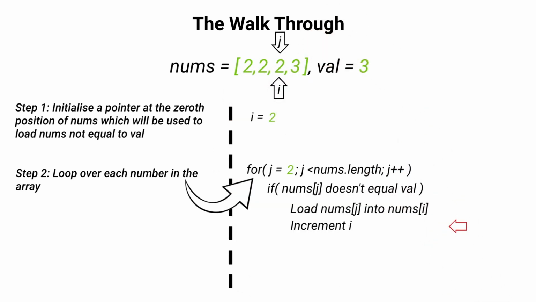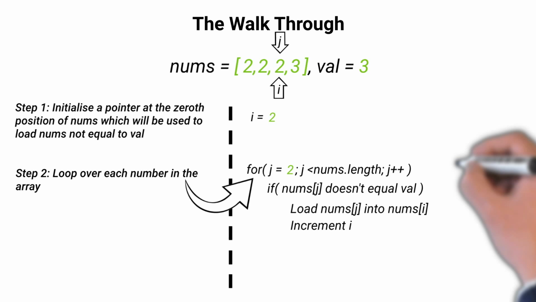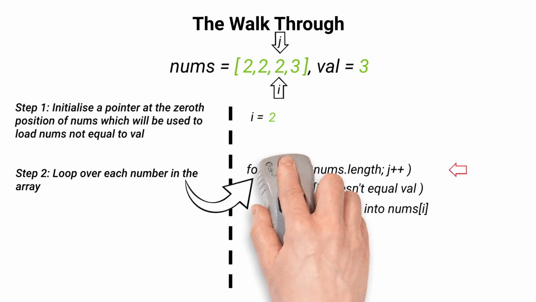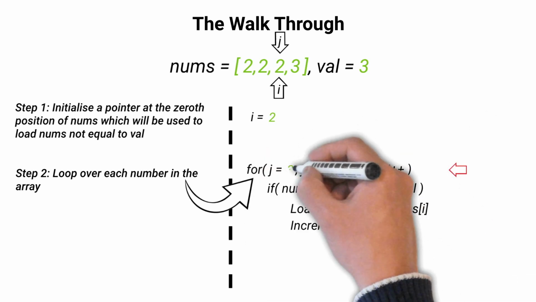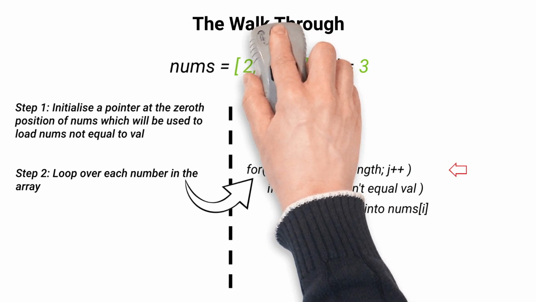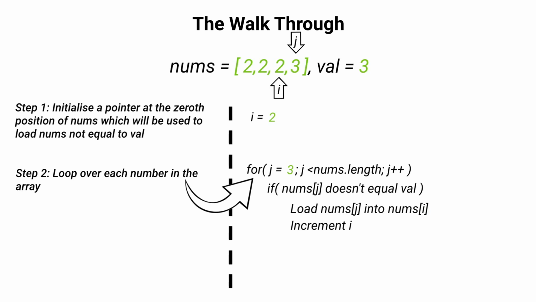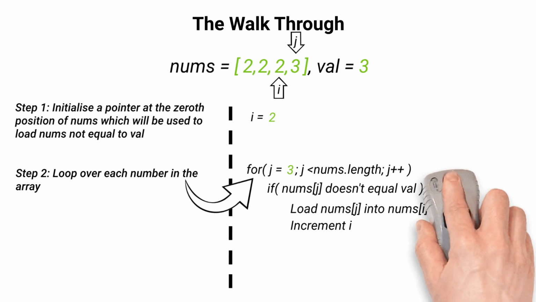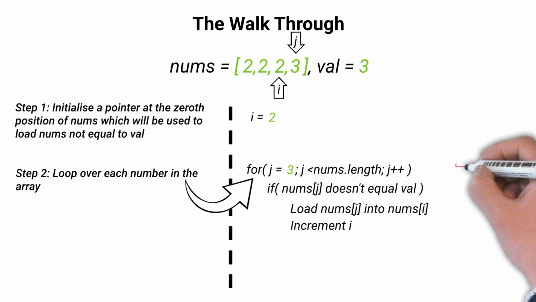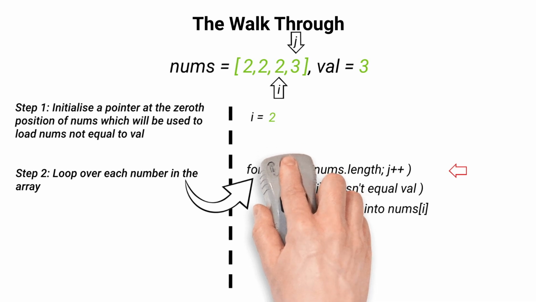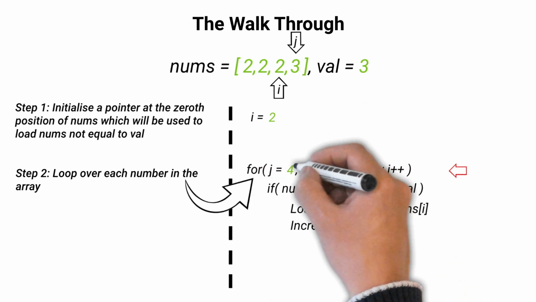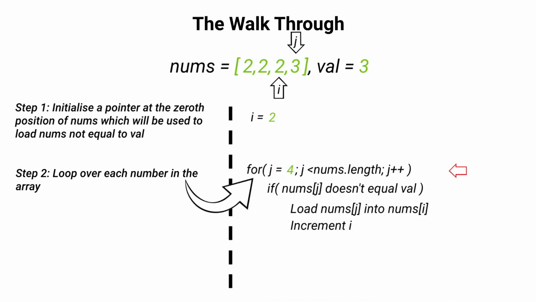And then we want to increment j. So j is now going to be set equal to 3. So we'll update the pointer. We want to check if nums[j], which is 3, doesn't equal 3. Well, it does, so we'll skip that. And then we'll go back up and we'll increment j again. j is now equal to 4. 4 is equal to nums.length, so we now break out of the loop.